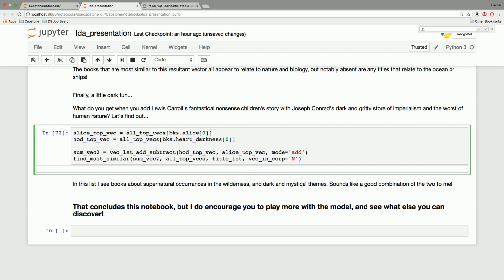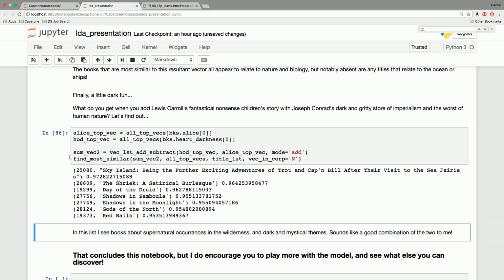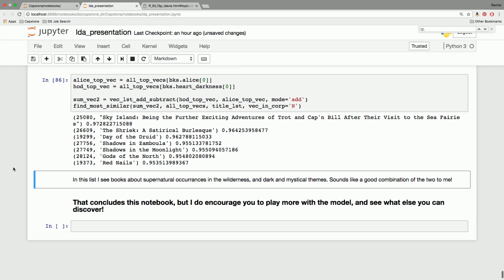I want to add that to Joseph Conrad's Heart of Darkness, which is about the evils of imperialism and the worst of human nature and all that. And what we get when we do that, we get kind of an interesting mix.